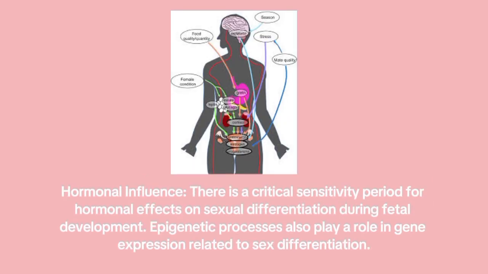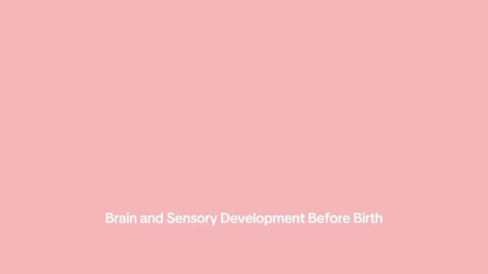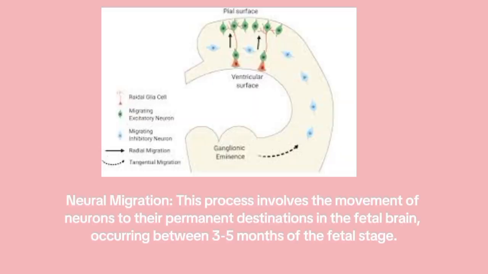There is a critical sensitivity period for hormonal effects on sexual differentiation during fetal development. Epigenetic processes also play a role in gene expression related to sex differentiation. Brain and sensory development before birth. Neural migration. This process involves the movement of neurons to their permanent destinations in the fetal brain, occurring between 3–5 months of the fetal stage.